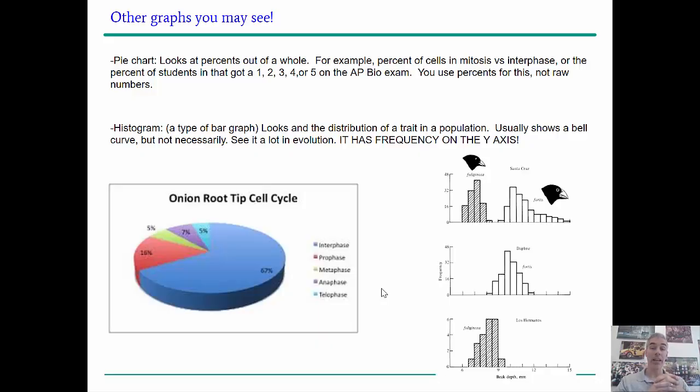A histogram, again, doesn't have to be a normal distribution, but it relates to frequency. You graph frequency compared to some sort of trait. This is showing you beaks of finches and beak sizes in different species. You can see this is a bimodal distribution here. This is a pretty normal distribution. This would be a right skewed distribution here. You can see how it's not perfectly normal. It's skewed more towards the one side than the other. But if you see it, that's what that means.